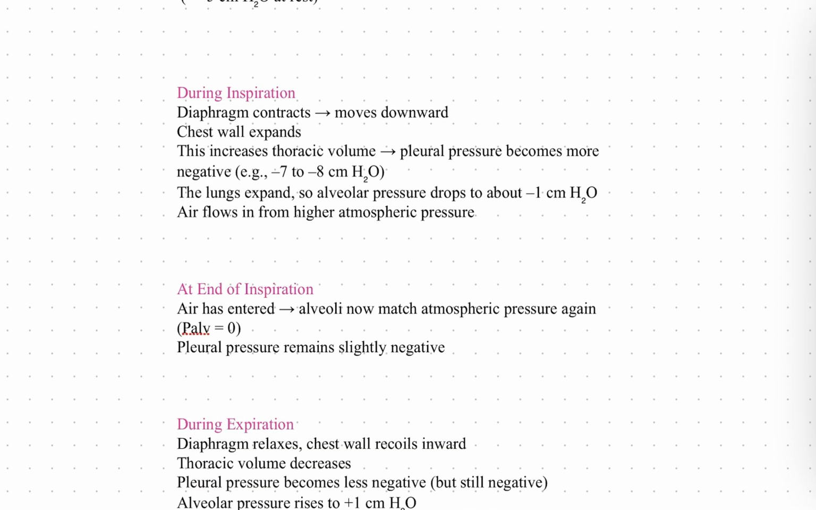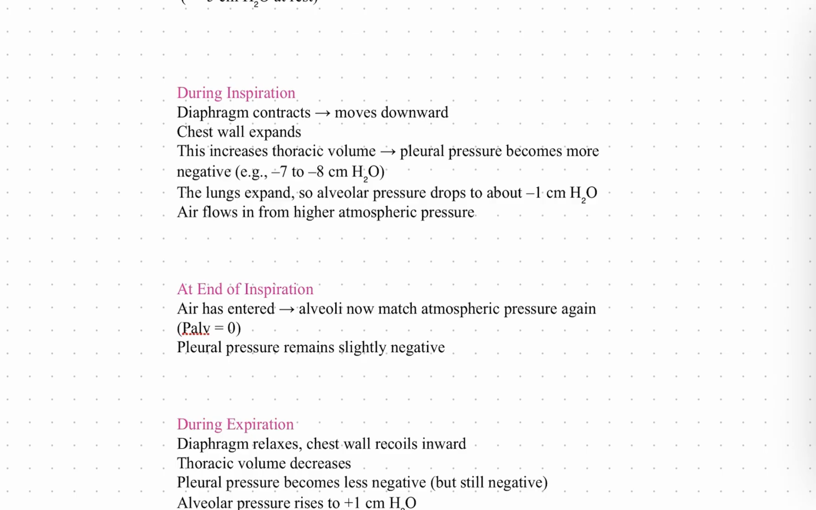Next, during inspiration, the diaphragm is contracted. It moves downward. There is a piston movement, as we know. So this movement causes the chest wall to expand. There is an increase in the thoracic volume. We know as the volume increases, pressure will become less. So the pleural pressure becomes more negative. It is minus 7 to minus 8 centimeters of water.